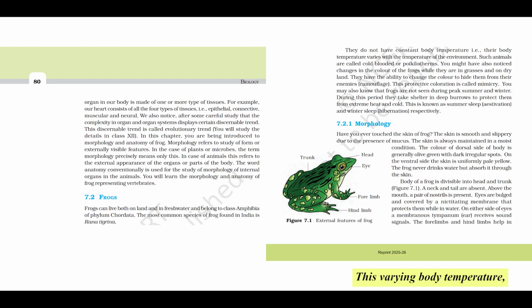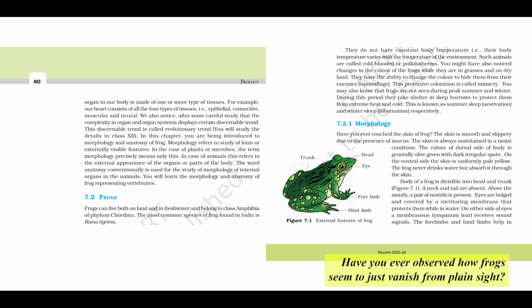This varying body temperature, coupled with their vulnerability to environmental extremes like scorching heat or freezing cold, has led to some truly fascinating adaptations for survival, and these are frequently tested in your exams. Have you ever observed how frogs seem to just vanish from plain sight? Blending seamlessly into their surroundings, whether it's green grass or brown earth. This isn't magic, it's a brilliant biological strategy.